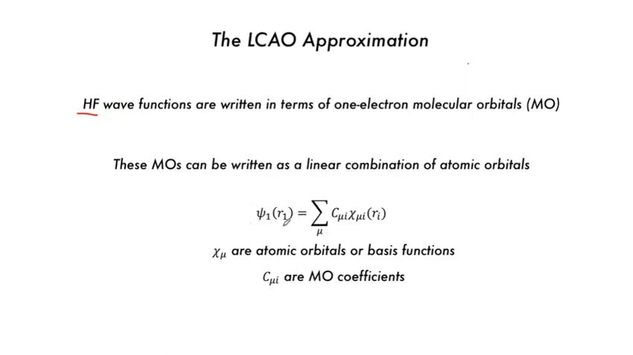So we have here our wave function for particle number 1 is equal to the sum of all of the atomic orbitals, where chi mu are the atomic orbitals or basis functions. Basis functions will come into this later. Basically a mathematical way of describing the atomic orbital. And then C mu i are the molecular orbital coefficients, which determine the expression of that molecular orbital, or the contribution of that molecular orbital to the overall system.